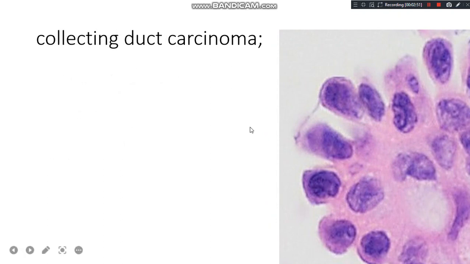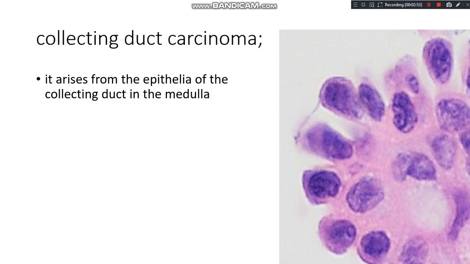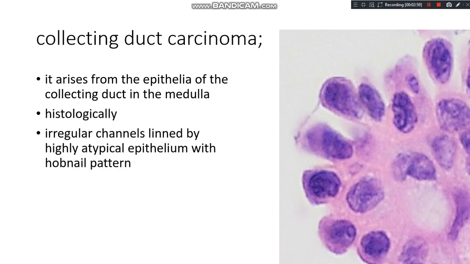Okay, then we have collecting duct carcinoma. It arises from the epithelia of the collecting duct in the medulla. Now, histologically, they are irregular channels. These are lined by highly atypical epithelium with hobnail pattern. Now, what is hobnail pattern? It is actually the small or medium-sized cells whose nucleus is located on the apex. So, this is called the hobnail pattern.